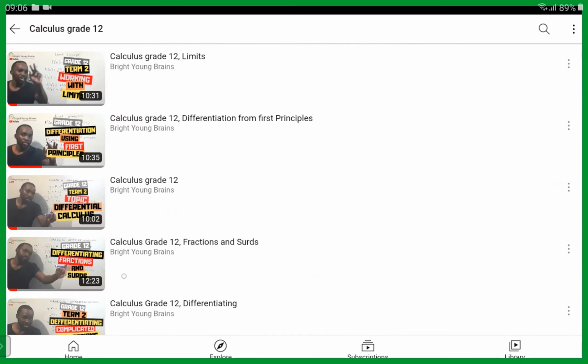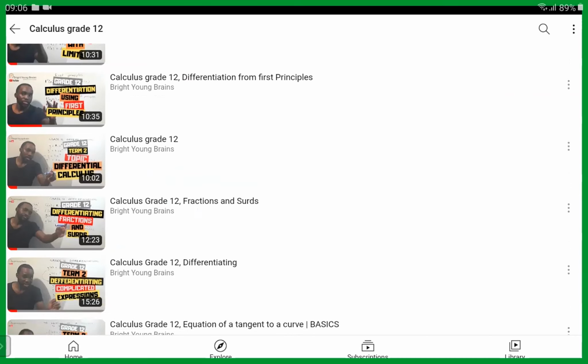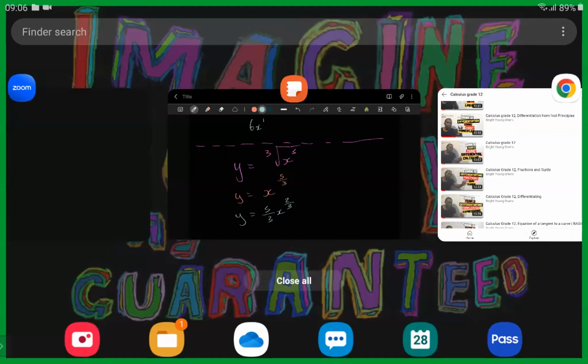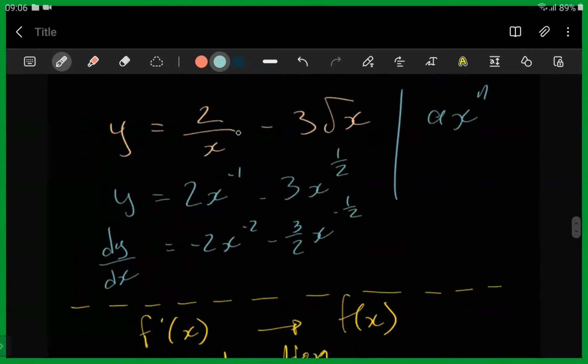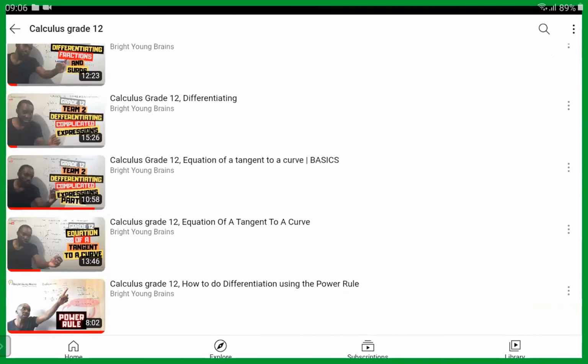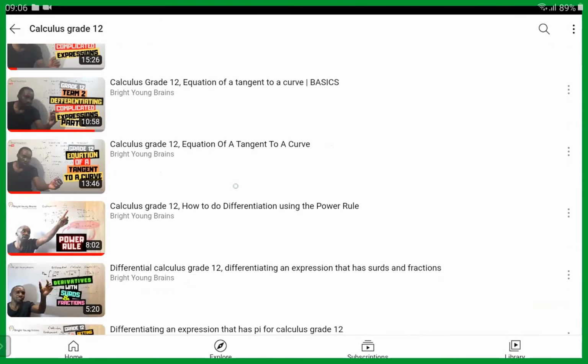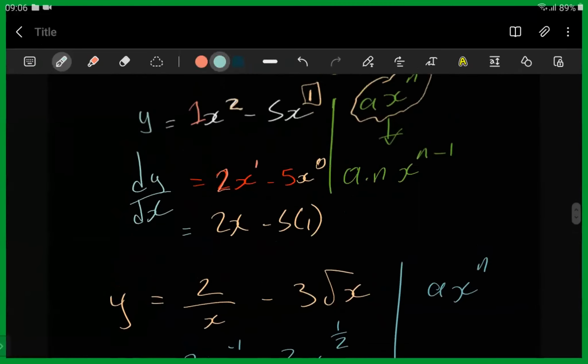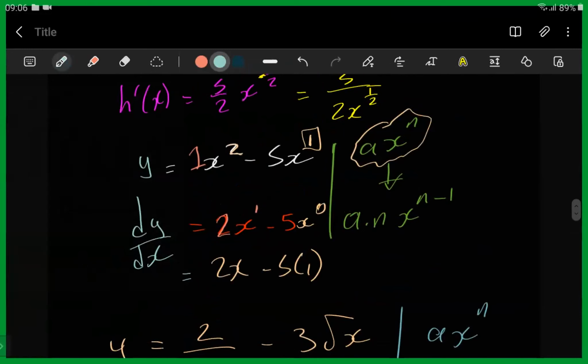And then here, this is just different examples where you have fractions and surds, just like what we also talked about in a situation like this one, where you have fractions that you have to deal with, and you also have some surds that you have to deal with. And then this is also just going deeper into different expressions. You see, differentiating complicated expressions. And then it moves on to working with, for example, graphs. You see, equation of a tangent, again equation of a tangent, how to differentiate using the power rule. So the power rule is what we have been talking about here. This is called the power rule.